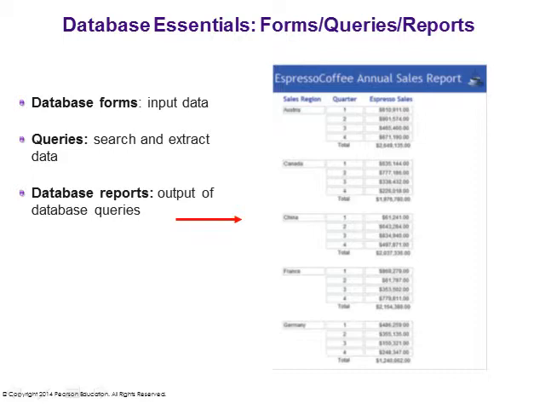Database queries are used to search and extract data from the database. For example, if you wanted to know all the purchase orders that a particular customer made in the past year, a query could extract that information from the database. So a query goes out and it pulls data for us. The report is used to present output of database queries. So an example of a database report would be an annual income statement. So we can get data out of the database either through queries or reports.